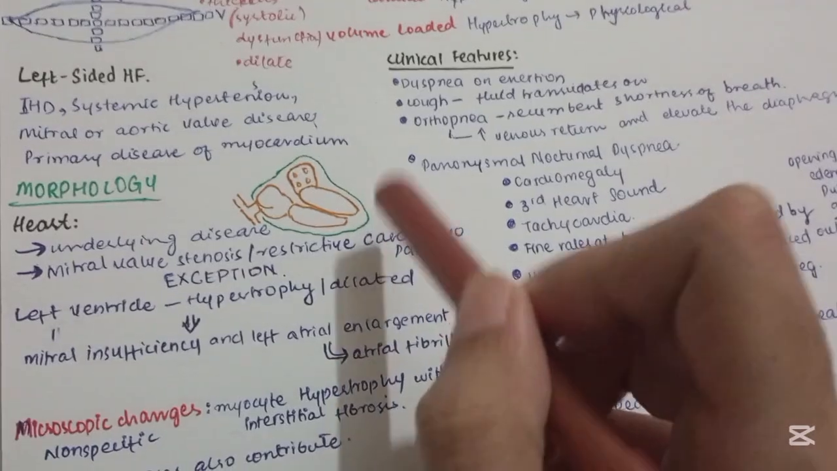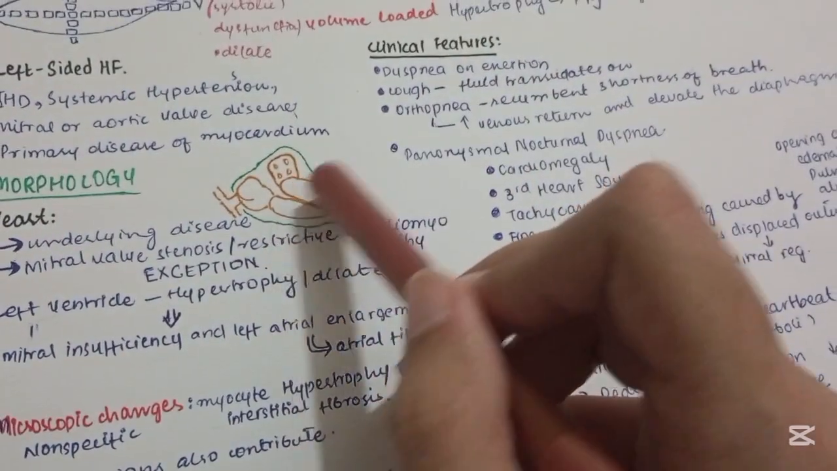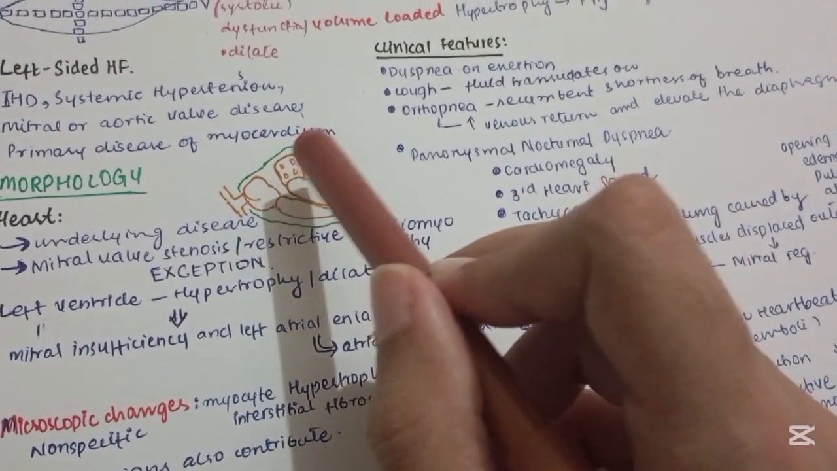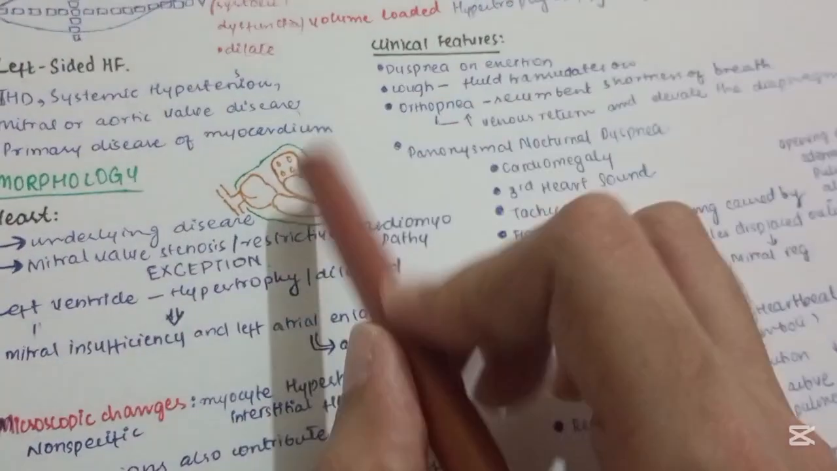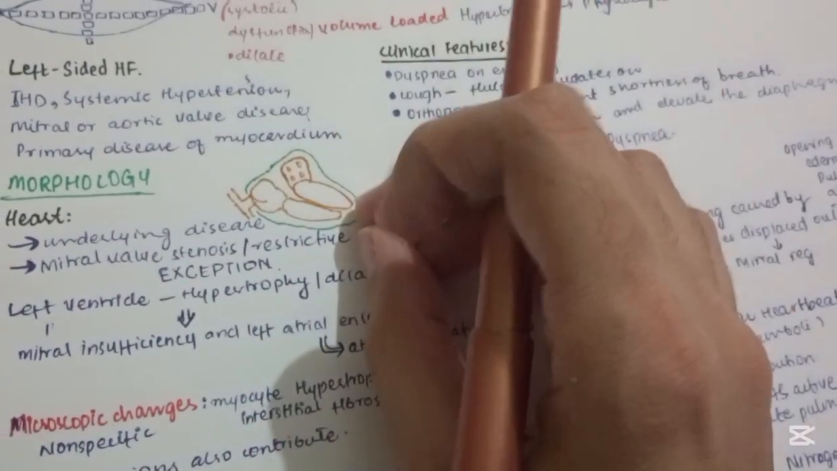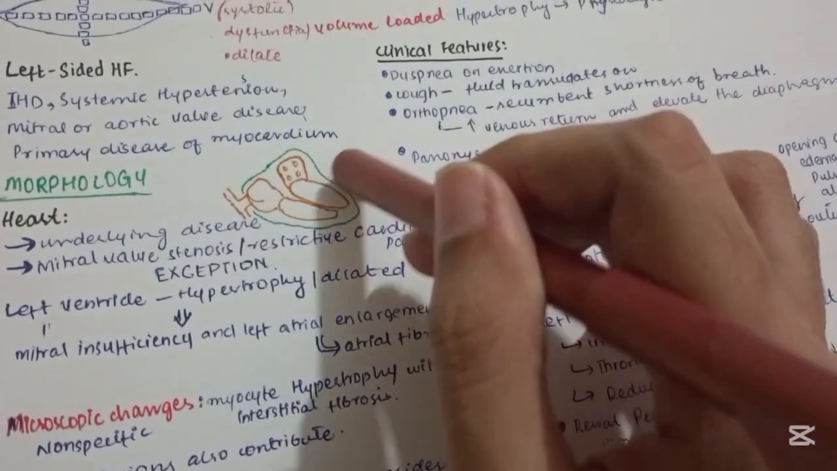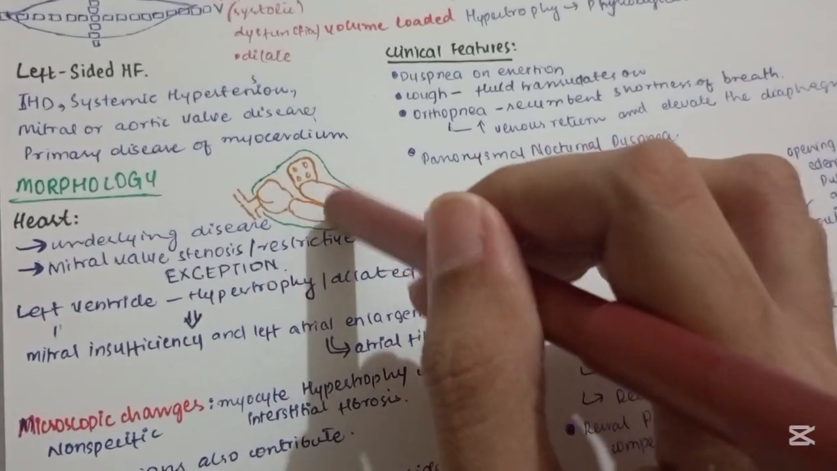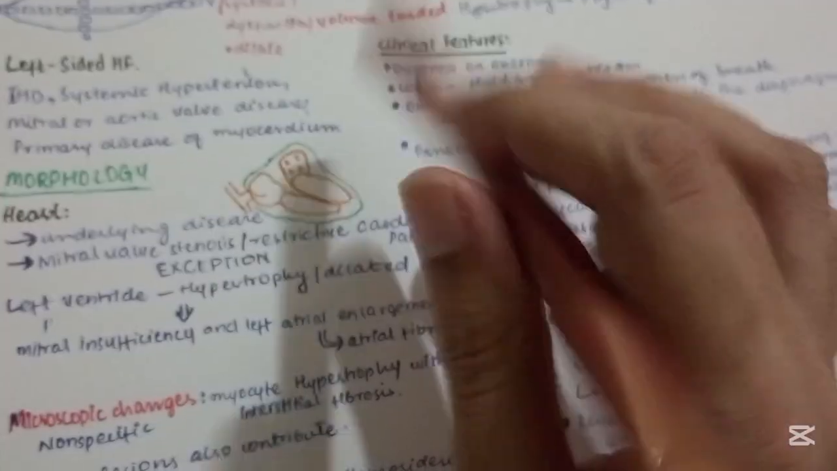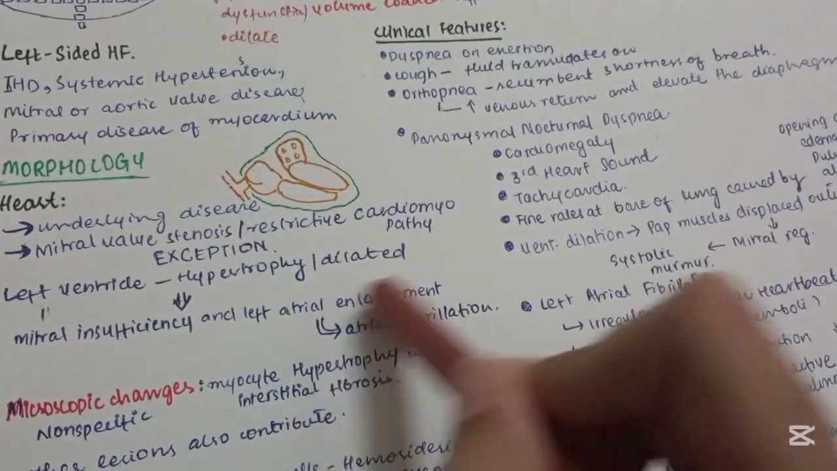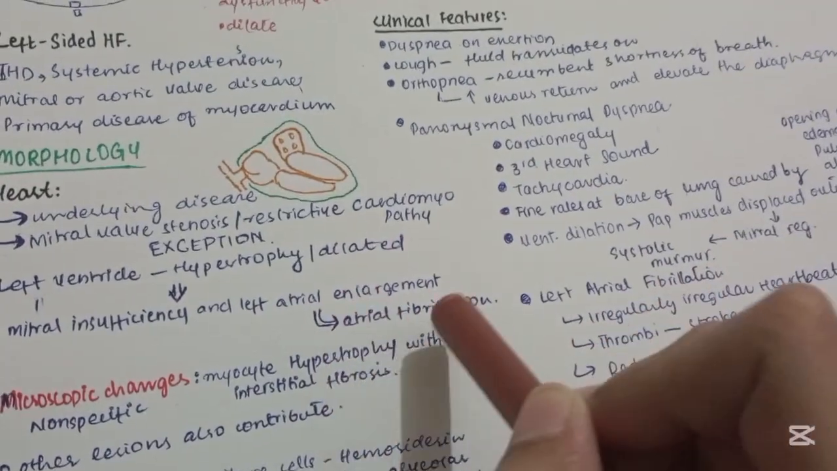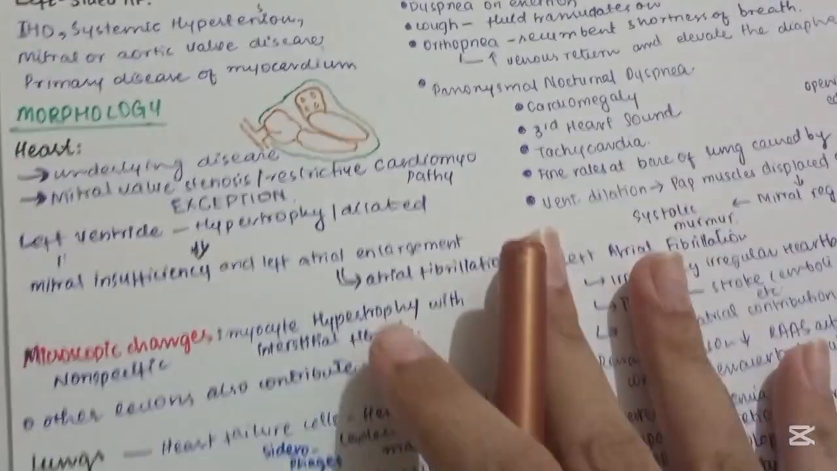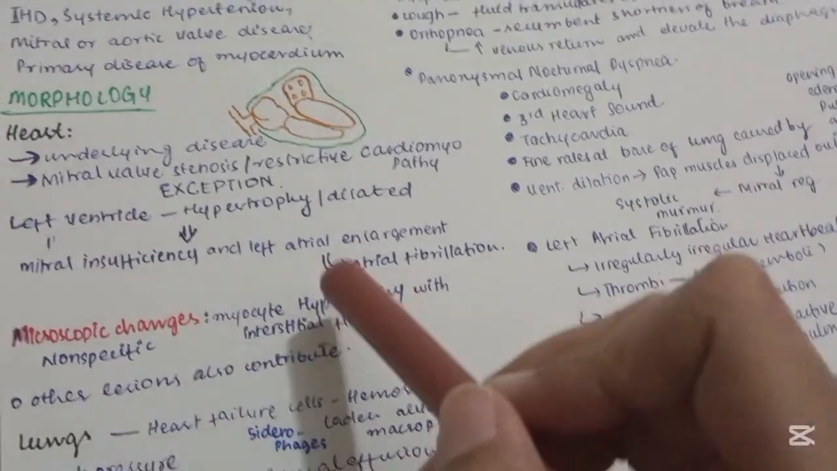So there is mitral insufficiency, and when there is mitral insufficiency, the left atrium is going to enlarge, because when the left ventricle contracts, the blood moves into the aorta, but because of the regurgitation it will move backward as well. So this will lead to left atrial enlargement, and when there is enlargement of the left atrium, atrial fibrillation can also occur.